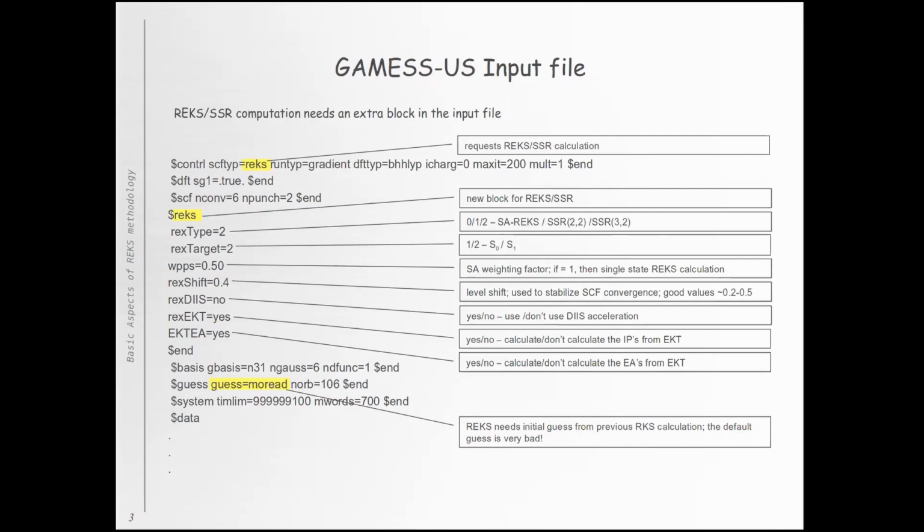All right. Excuse me, let me ask again about the REKS keyword. REKS type, it's SSR, means orbitals, number of orbitals, 2 and 2, 3 and 2. No, it's not the number of orbitals. It's simply the number of REKS methods as they are implemented. 0 corresponds to SA-REKS, 1 corresponds to this method, 2 corresponds to that method. Okay, REKS target, that means target, conical intersection.